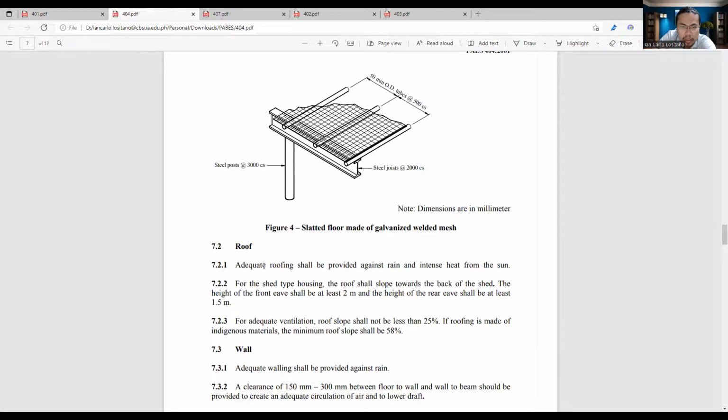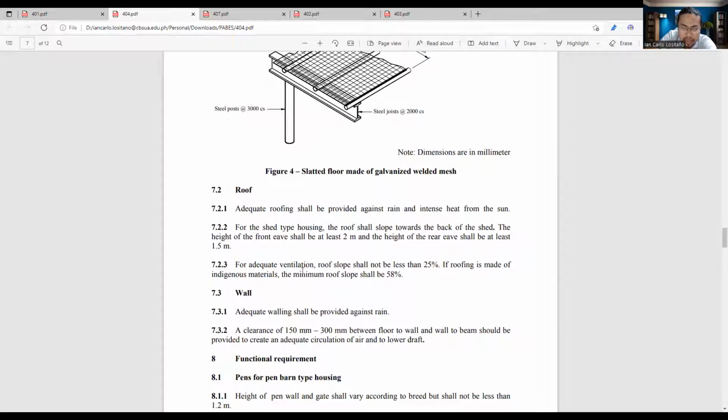For the roof, adequate roofing shall be provided against rain and intense heat from the sun. Again, similar, there should be eaves. The front eave shall be at least 2 meters, and the height of the rear eave shall be at least 1.5 meters. For adequate ventilation, roof slope shall not be less than 25%. If roofing is made of indigenous materials, the minimum roof slope shall be 58%.